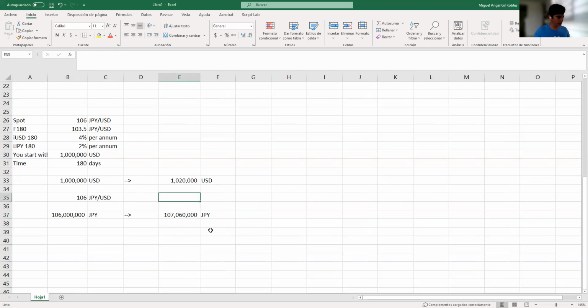The last thing that I need to do is to convert my Japanese yen to dollars. And here, be careful, use the forward. Why the forward? Why not the spot? Because we are in the future. So what do I need to do? Multiply or divide. In this case, I need to divide because I have yen on top. And I finish with $1,034,000. This is dollars, right?